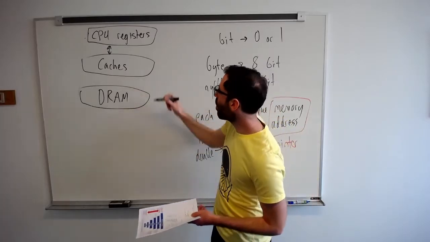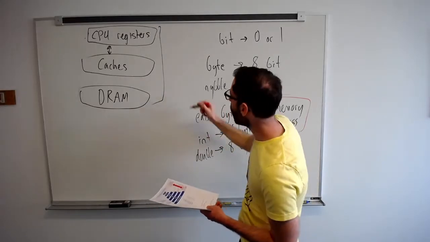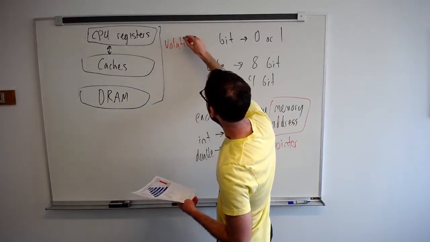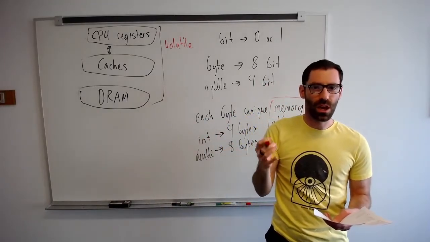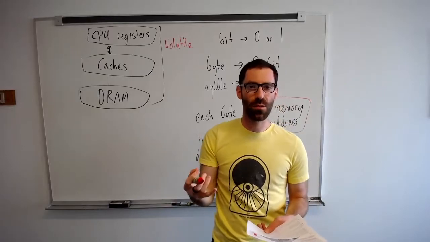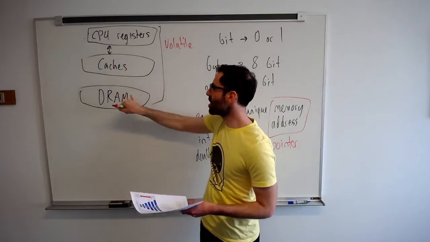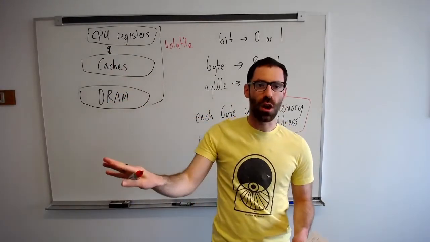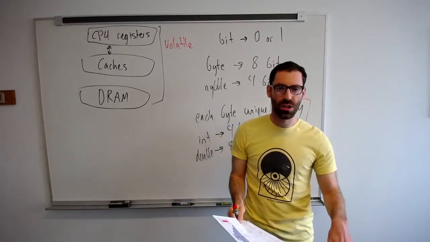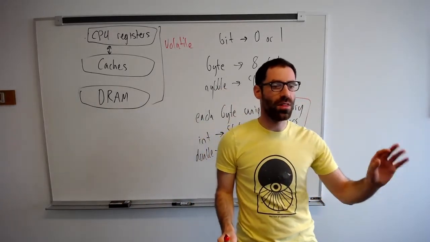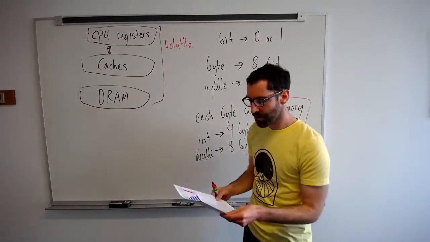An important property of these three levels so far is that they are volatile, meaning that they require electricity in order to maintain the information they're storing. When your computer shuts down, all the information in the registers, in the caches, and in DRAM is lost. They're not powered anymore, and so all the currently running programs that had data in memory are lost.